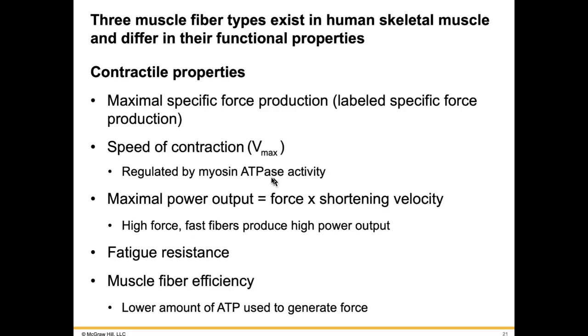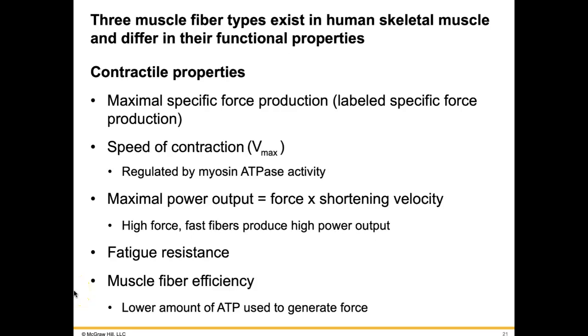Then we've got our maximal power output, which is going to be our force that we talked about up here, times our shortening velocity, which is our Vmax. And a high force and a fast shortening velocity can produce a high power output. And the converse is going to be true as well. So if we have a muscle fiber that is going to have slow shortening velocities and a low force generating capacity, then we are not going to really have high power outputs. We'll have lower power outputs.